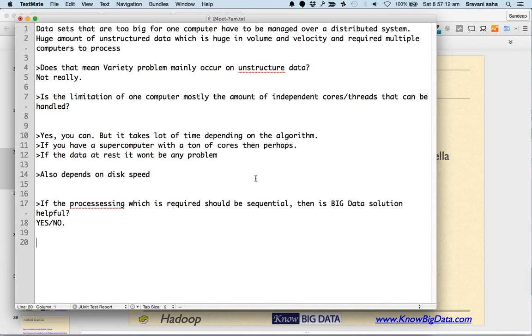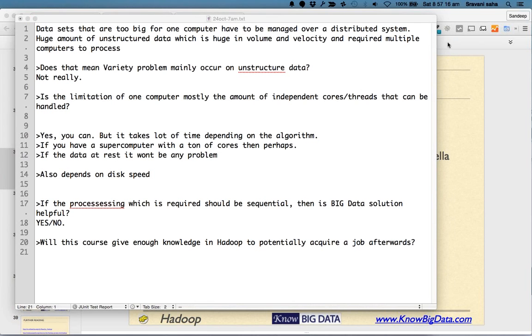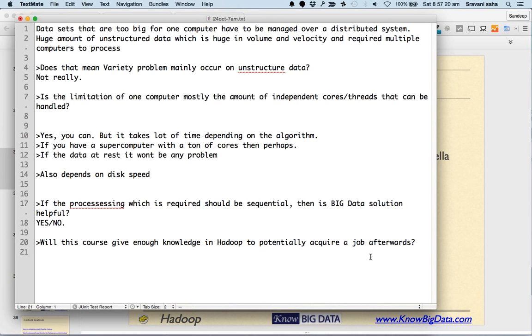A question from Peter is, will this course give enough knowledge in Hadoop to potentially acquire a job afterwards? Yes. It's a course geared towards very hands-on exercises which will actually boost your confidence that yeah, I know Hadoop and this is how things happen. But for that to happen, you have to work with me from beginning till end, solving the problems which we are solving. It not only boosts your confidence but also gives you practical applications which during your interview will be of tremendous help.